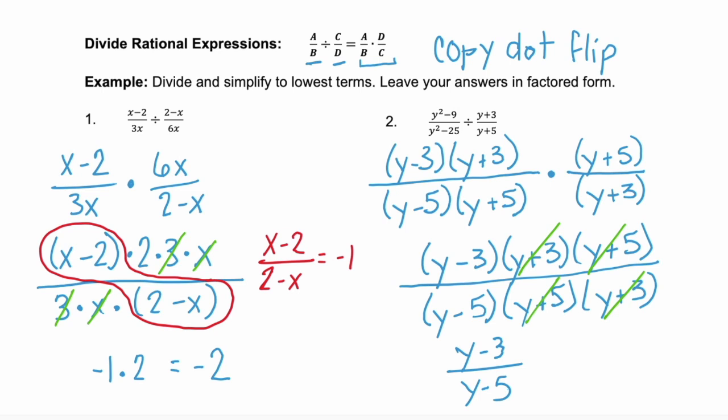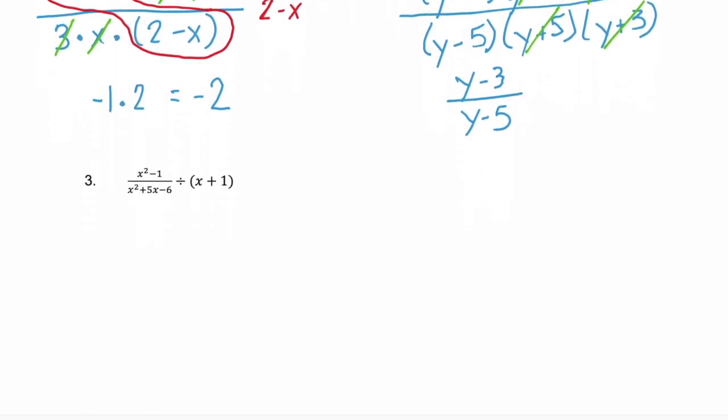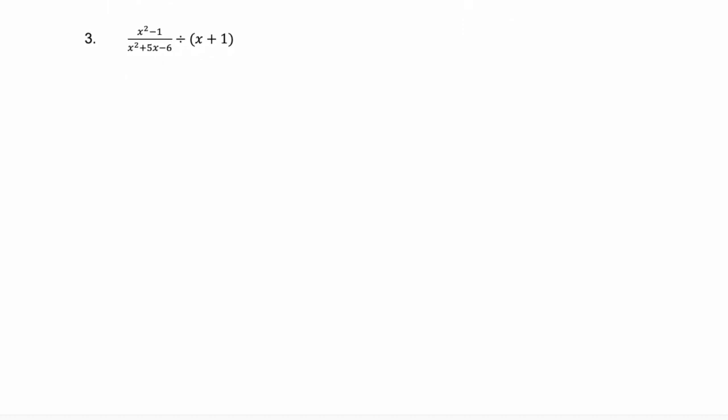How about one that's a little more challenging? So example 3, we have a bunch of different challenging things going on. So let's just start on the top left, that first numerator. The first numerator is actually a difference of squares. So let's factor that, and we get x minus 1 times x plus 1.